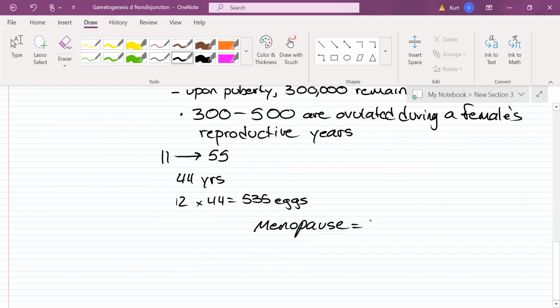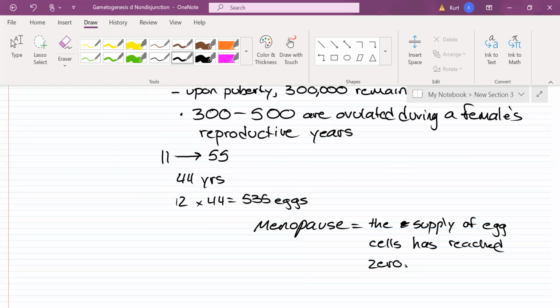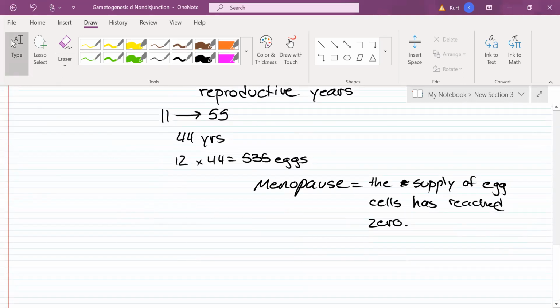The supply of egg cells has reached 0. Typically, there's some hormonal changes, perhaps behavioral. You can have that conversation with your family if you want to. I had a student several years ago say, I asked my mom if she had menopause, she hit me. Well, maybe that's a sign. I remember when my mom did, I was in middle school, and she was just different.